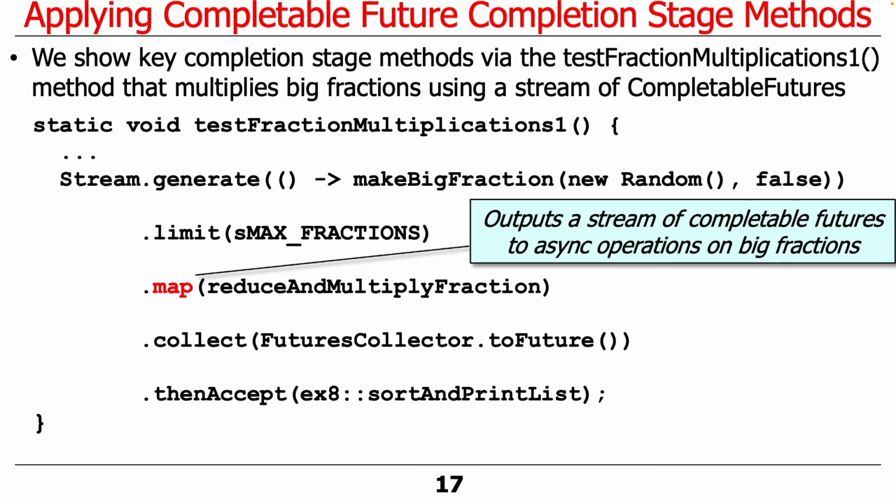This outputs a stream of completable futures to async operations on big fractions. So think about this for a second. We've got a stream of big fractions up to some limit. We then map this particular function, and it'll go from having a stream of big fractions to a stream of completable futures to big fractions, who are all off running around in the background somewhere doing their thing. And that's where we're going to end this particular part of the lesson. And then in the second part, we'll talk about the rest of what goes on after that here. So that's part 1.